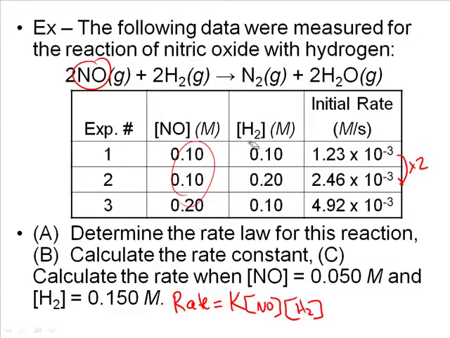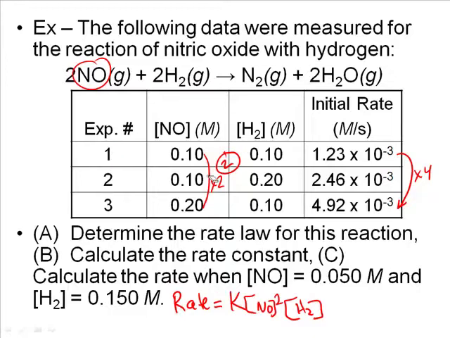Now, what does nitrogen monoxide do? Let's compare experiments 1 and 3. NO goes up by a factor of 2. The rate goes from 1.23 to 4.92. It's going up by a factor of 4. So 2 raised to what power equals 4? Obviously that is squared. So therefore, with respect to NO, this reaction is second order. So our rate law is rate equals K times the concentration of NO squared times the concentration of hydrogen.